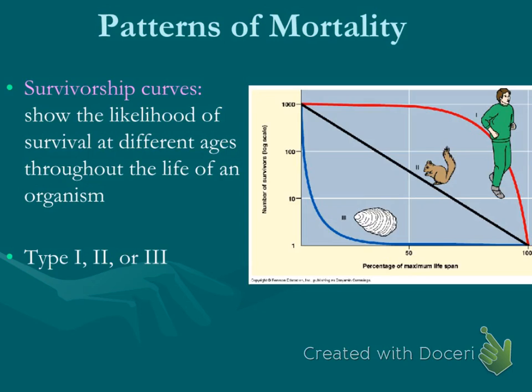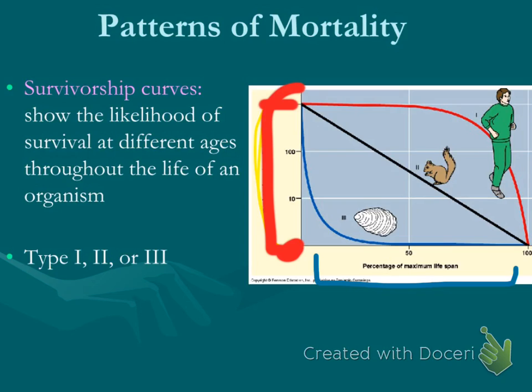So we can think about this as the percentage of the population that's still alive. I know it goes up to 1,000 because it's actually a logarithmic scale, but we're not going to talk about that. That's the percentage of the population that's still alive, in essence. And at the very top, this is 100% of the population. Everybody that's born. And there's 0. And then this is percentage of maximum life expectancy.